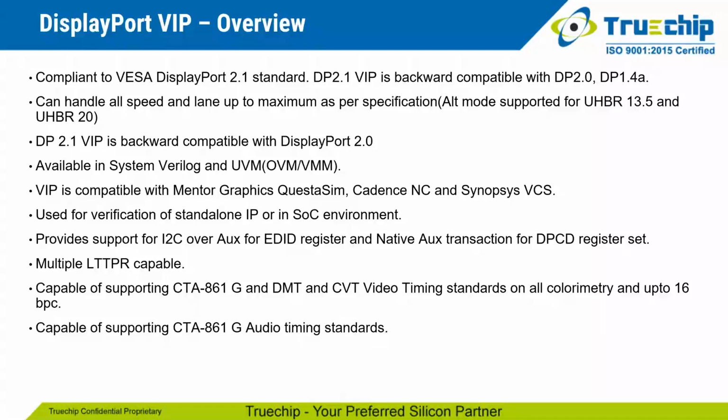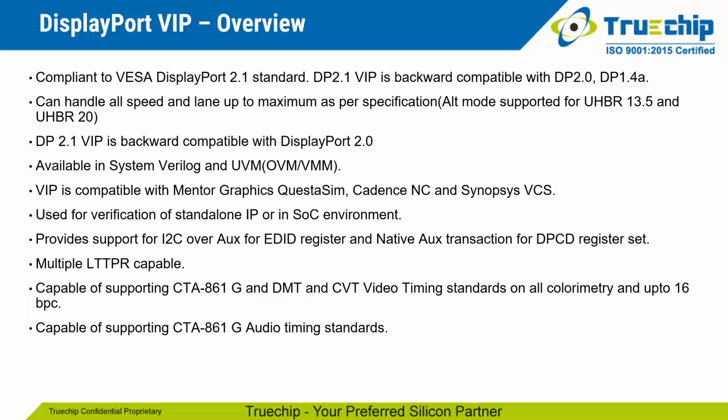DisplayPort VIP overview. It is compliant to the VESA DisplayPort 2.1 standard. DP 2.1 VIP is backward compatible with DP 2.0 and DP 1.4a. It can handle all speeds and lanes up to the maximum as per specification. In addition, alt mode is supported for UHBR 13.5 and UHBR 20.